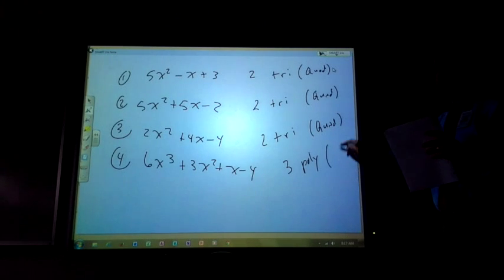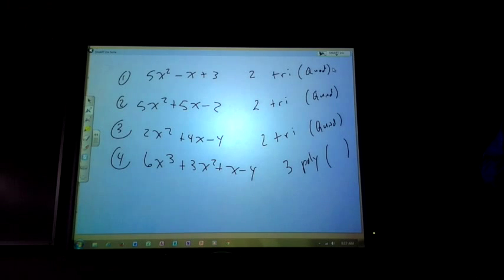Third degree, what do we call third degree? Triple what? What do you call it? It is trinomial. Quartic? All right, I'll clear those.